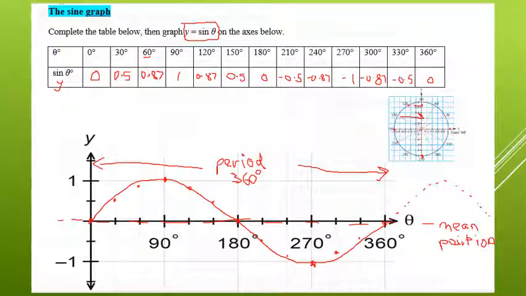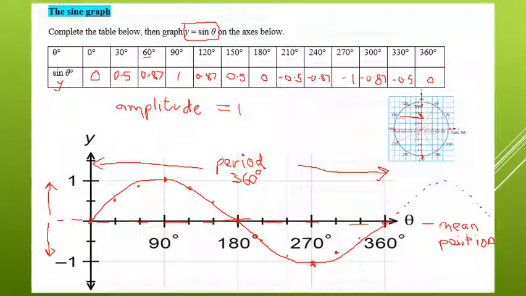And the length or the height the graph goes up or goes down is called the amplitude. Okay, so I'll just write the word up here, amplitude. Normally we just write amp for short, but it's amplitude. And the amplitude of the sine graph is equal to 1.